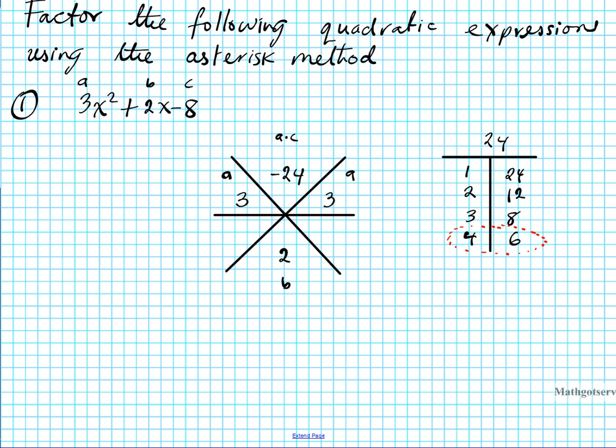I'm going to take 4 and put it here, and I'm going to put a 6 here. But let's resolve the sign. If I'm adding the numbers to get a positive number and I multiply to get a negative, that means the smaller number has to be negative. Because minus 4 plus 6 is 2, and minus 4 times 6 is negative 24. Excellent.